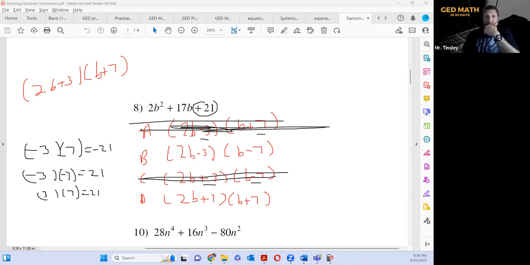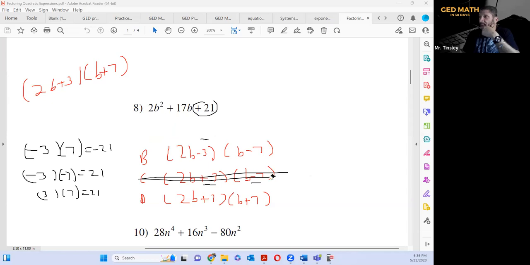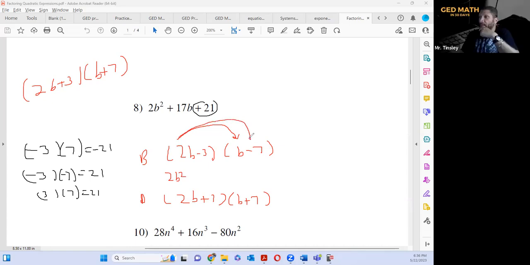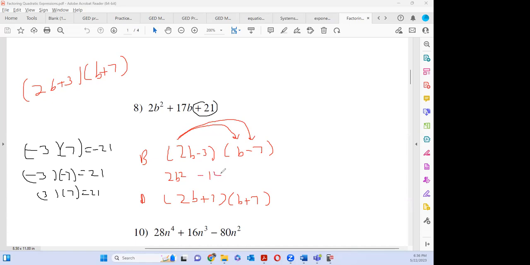Everybody understand that? Yes. So now, I eliminated A. I eliminated C. Now, I'm going to multiply binomials. So what I'm going to do is 2B times B is 2B squared. 2B times minus 7 is negative 14B. What term do I need in the middle? You need plus 17B.